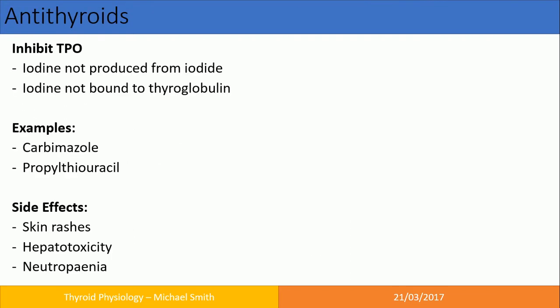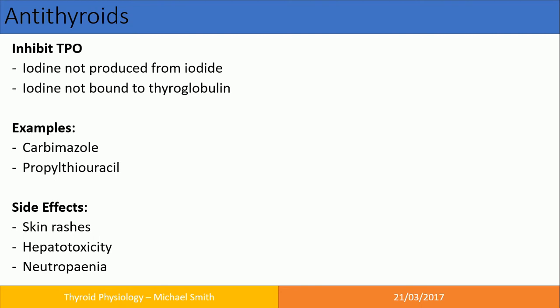So, as I mentioned earlier, we have our antithyroids, which can be given in cases of hyperthyroidism. So these inhibit TPO, which is our mediator of our processes involving our iodine. So you don't get the conversion of iodide to iodine, and then you don't get the iodination of our thyroglobulin. And if you don't have these processes, then you can't produce your T3 and T4.